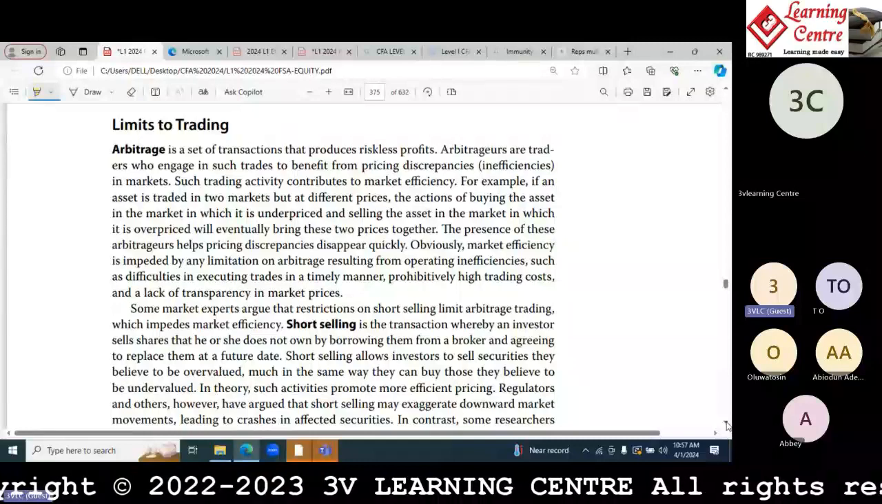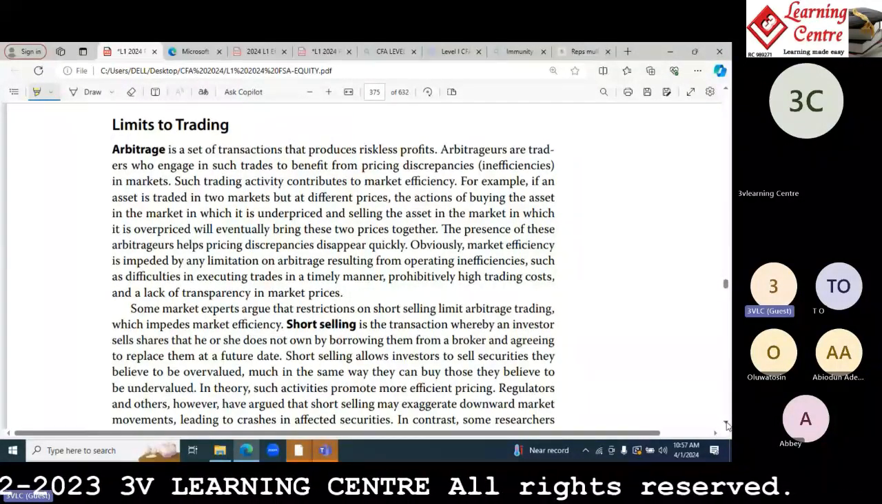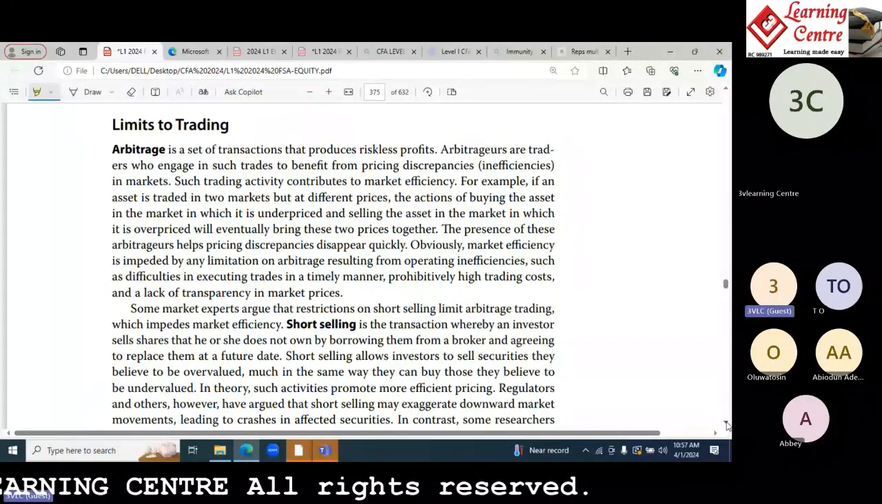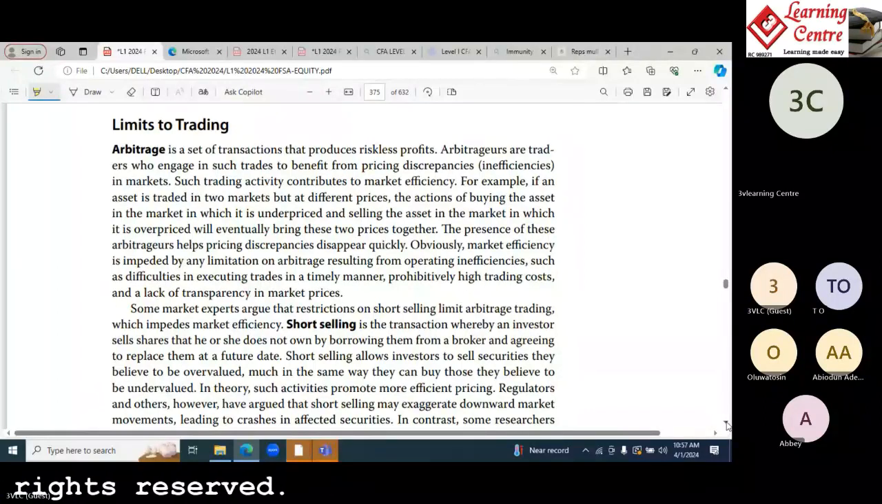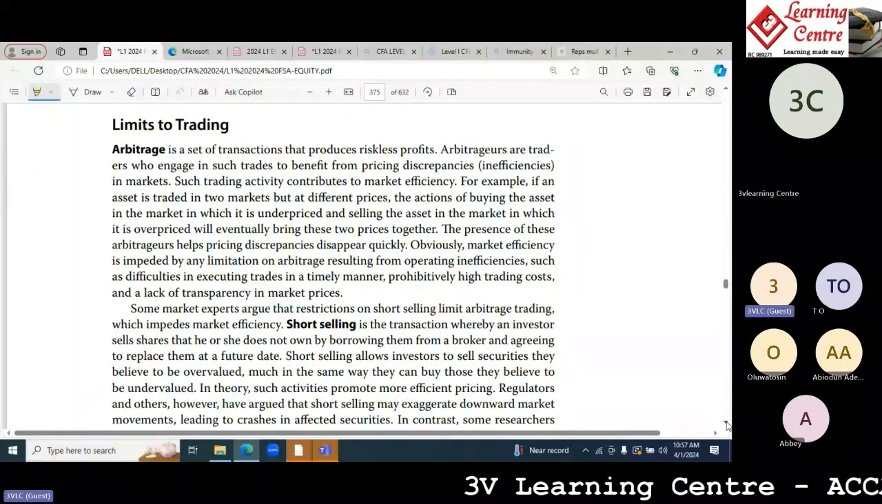Limits to trading. Are there policies? Are there rules that limit your ability to express yourself in the market? Arbitrage is a set of transactions that produces riskless profits. Arbitragers are traders who engage in such trades to benefit from price discrepancies. Do you allow, can you see, such trading activities contribute to what? Market efficiency. Do you allow for arbitrage?